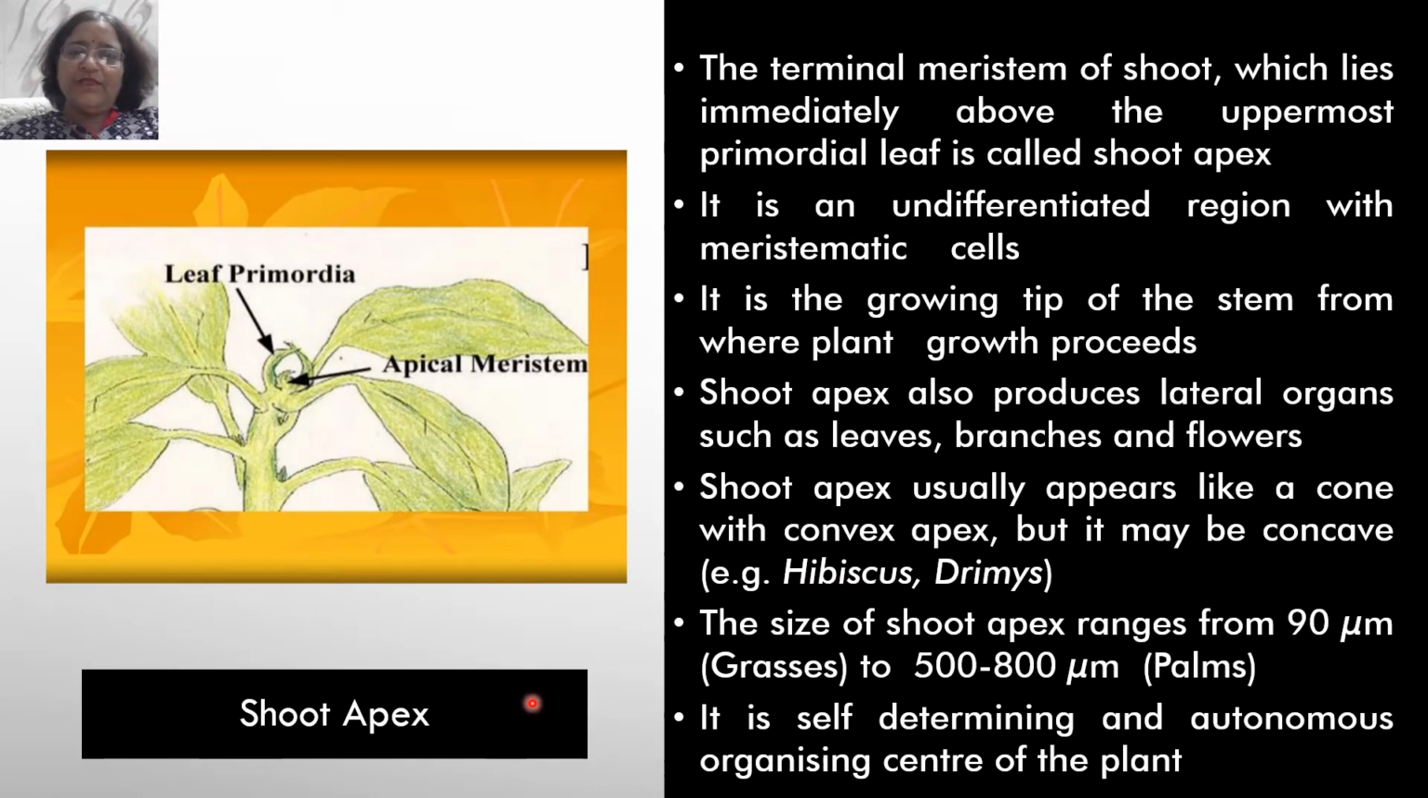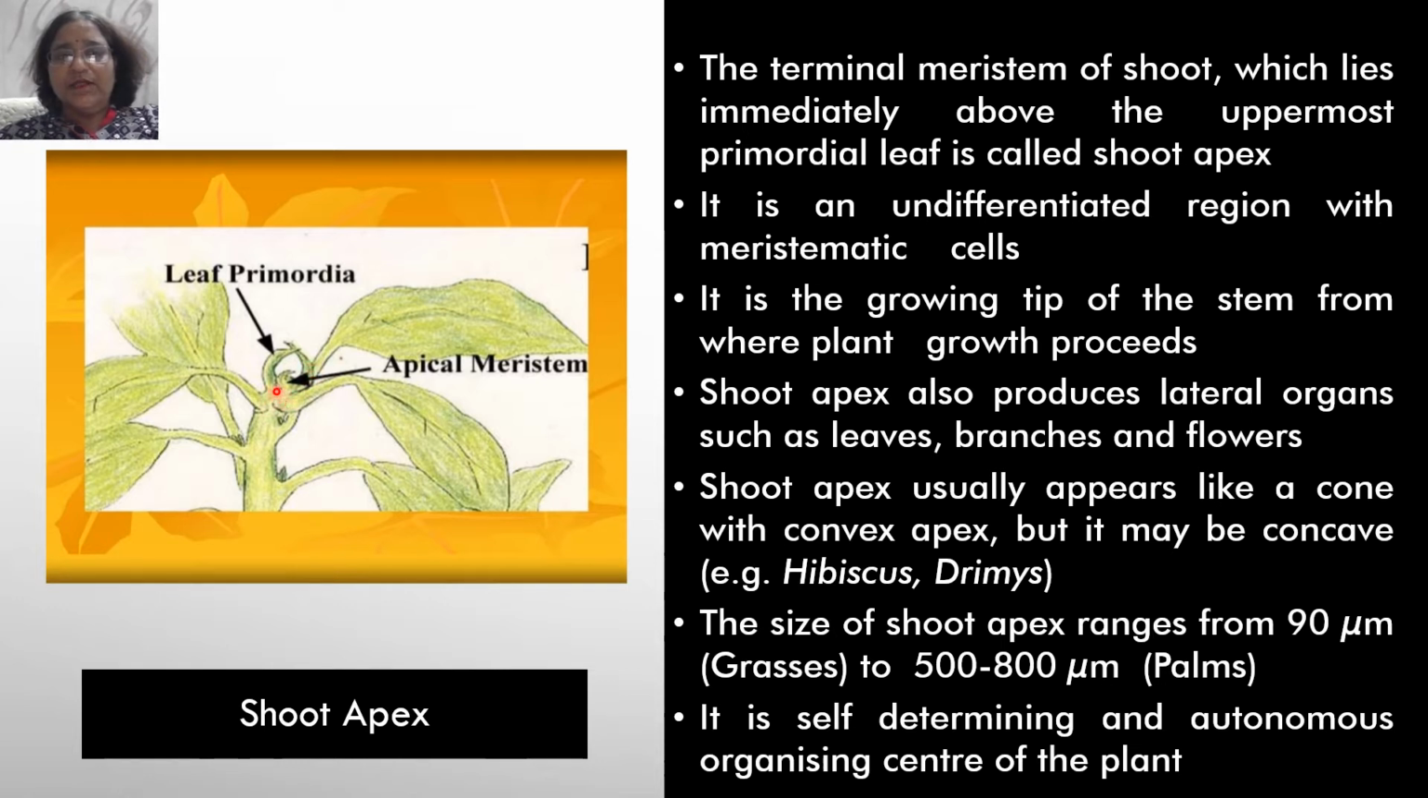So, what is shoot apex? In this diagram, you can see that this particular portion is known as the shoot apical meristem. So, what is apical meristem? The terminal meristem of shoot, which lies immediately above the uppermost leaf primordia. These are the uppermost leaf primordia.